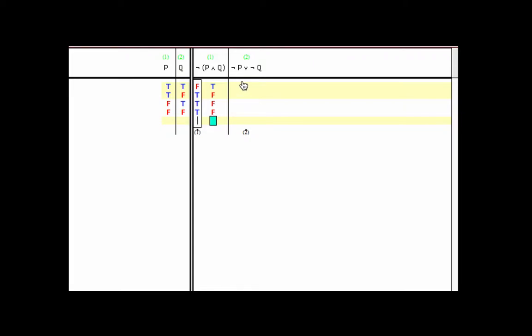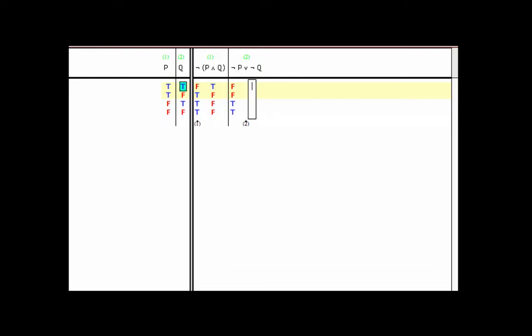Now let's move over to our second sentence. Notice if I click in the column under the main connective, I'm told that its values are determined by each of the negations. So we have to, again, just as a reminder, determine those values first. When I click in the column under the negation, my referent column is clear. Not true is false. Not false is true.